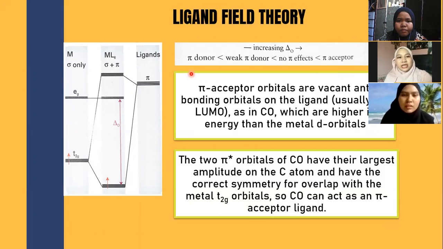As you can see in the picture above, there are 4 types: pi donor, no pi effect, and also pi acceptor. Pi acceptor is the strongest one. The carbonyl is in the pi acceptor group, so it will give the highest splitting energy. The two pi* orbitals of carbonyl have their largest amplitude on the C atom and have the correct symmetry for overlap with the metal t2g orbitals. So carbonyl can act as a pi acceptor ligand in these compounds.